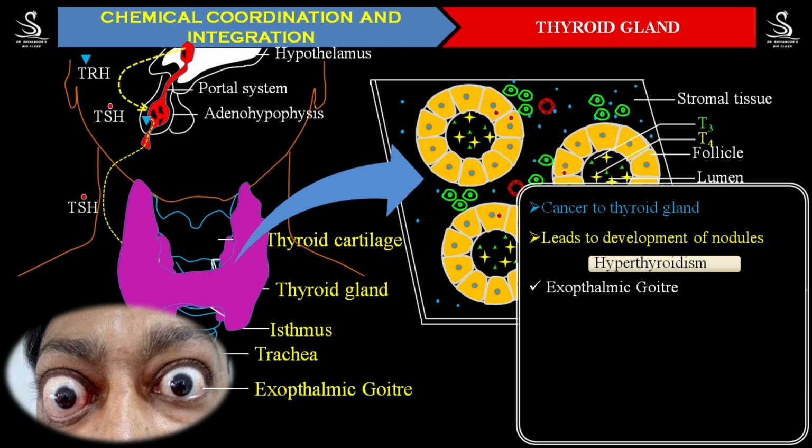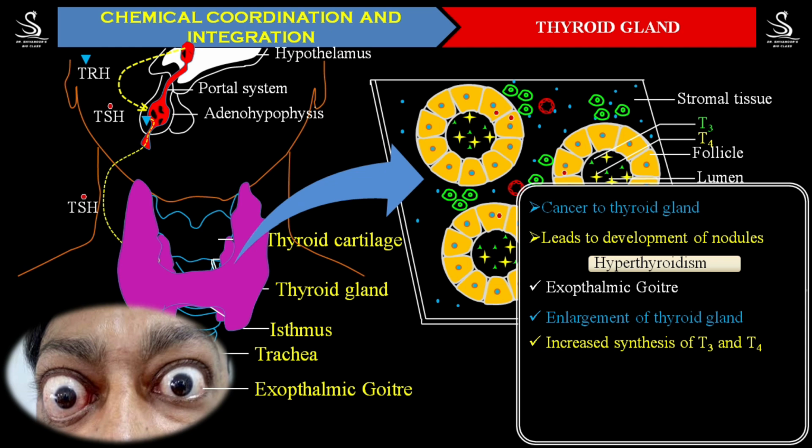What does exophthalmic mean then? Exophthalmic means due to the hypersecretion of thyroid hormones, it will lead to protruding of the eyeball. Exo means outside, ophthalmic means eyeball. It means the eyeballs are going to come to the outer region. So that is called an exophthalmic goiter. And even by that time, I told you it will lead to enlargement of the thyroid gland.